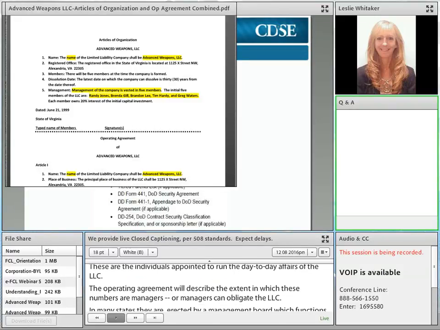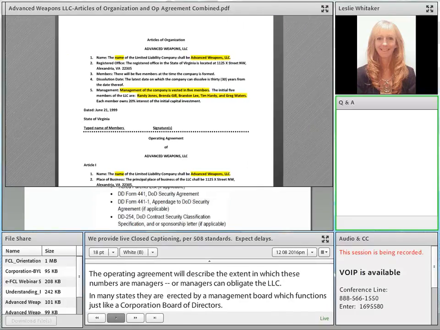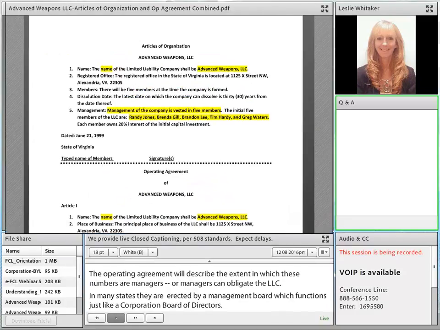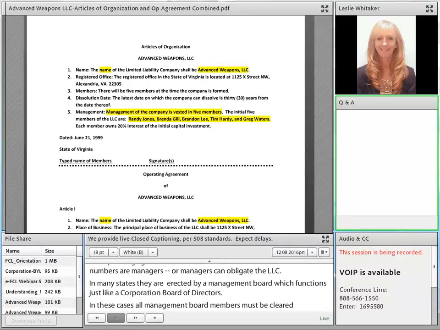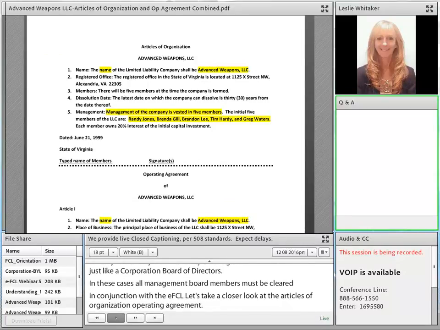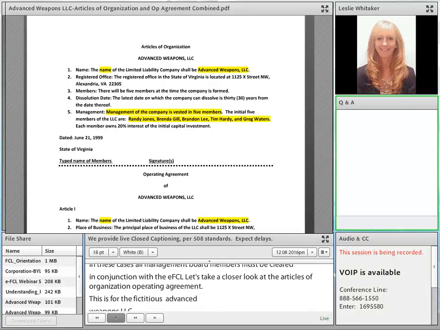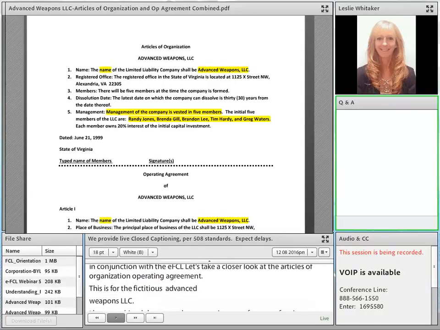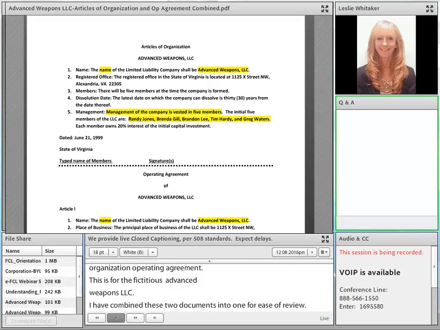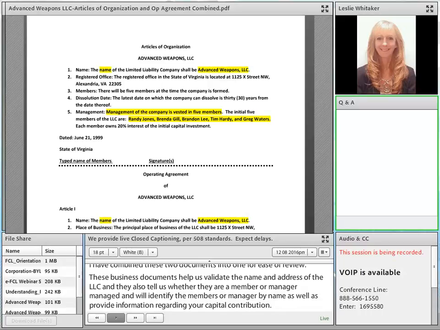So let's take a closer look at the Articles of Organization and Operating Agreement for the fictitious Advanced Weapons LLC. I've combined these two documents into one for ease of review. These business documents help us validate the name and address of the LLC. They also tell us whether the LLC is member or manager managed, and will identify the members and/or managers by name, as well as provide information regarding their capital contributions. Capital contributions, referred to as business units, typically equate to voting rights, and they provide the member or manager with the ability to vote or make decisions on behalf of the LLC.